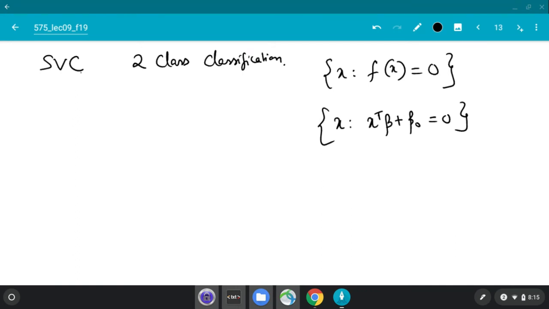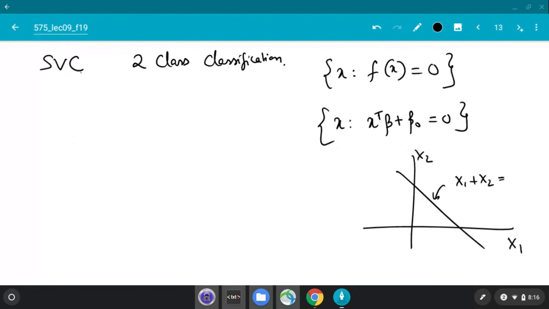In two dimensions, you can think of alpha 1 x1 plus alpha 2 x2 plus some constant is 0. For example, with x1 on one axis and x2 on the other, this is x1 plus x2 equal to 1. So 1 times x1 plus 1 times x2 minus 1 is equal to 0. That's this equation. It's a hyperplane, or a line in two dimensions.